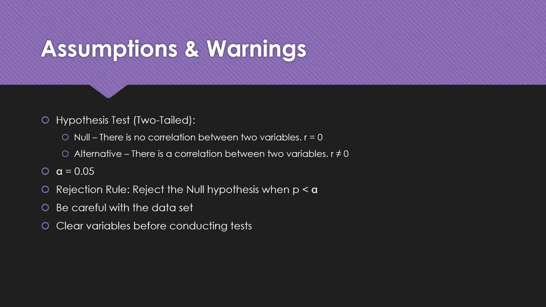Our alternative hypothesis is there is a correlation between two variables, and this is a two-tailed test, so this could be a positive or a negative correlation, or in other words, r will not be equal to 0. Our alpha in this case is 0.05, and thus our rejection rule: we will reject the null hypothesis when p is less than our alpha.